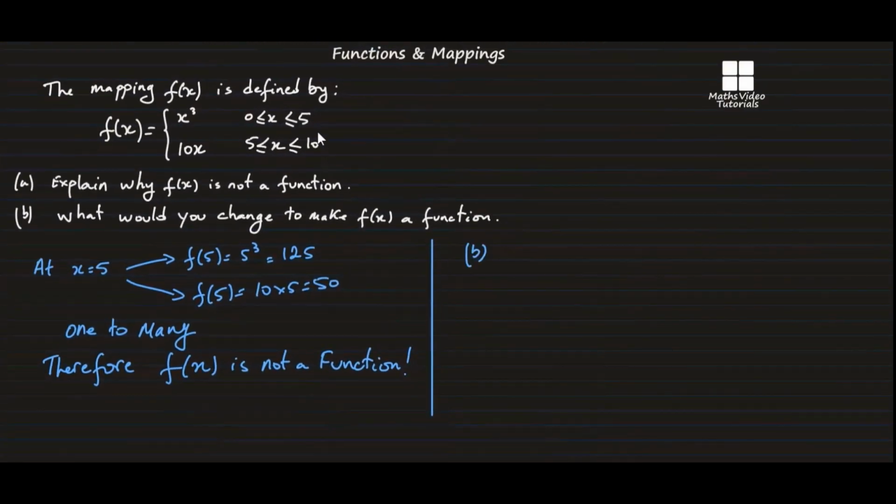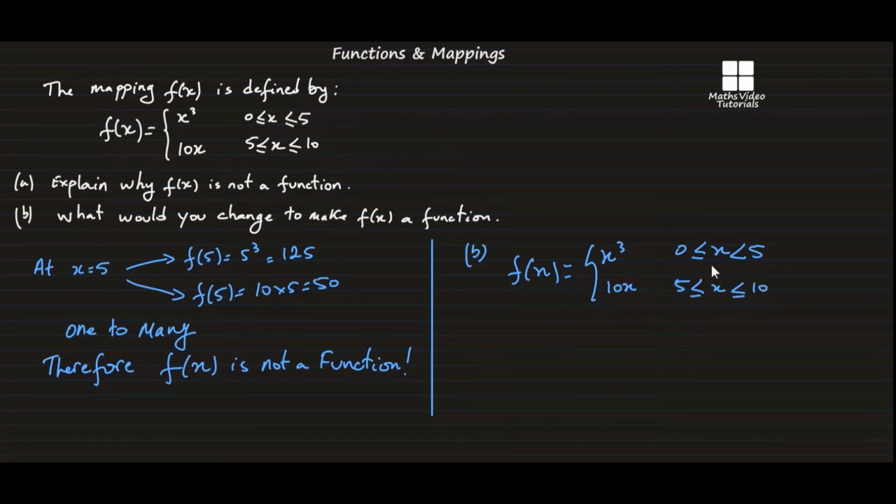In part A, we saw that this value 5 was the main reason for which the mapping f of x did not qualify to be a function. So now, in order for us to make the mapping f of x a function, we need to change this domain. So we need to write it down. F of x, the first one is x cubed. Now the domain will change up to 5. So we will not include the value of 5 in the first domain, and we will keep it in the second domain. So we're going to say from 5 inclusive and up to 10.